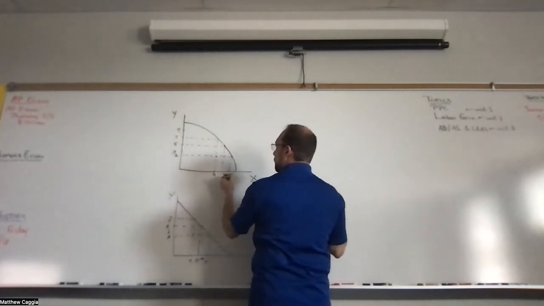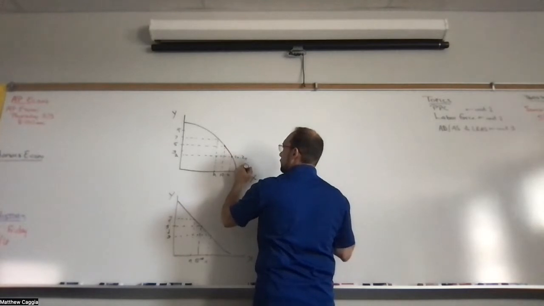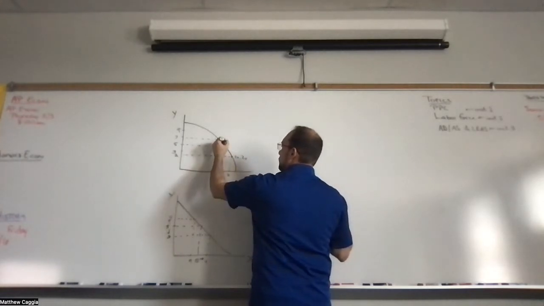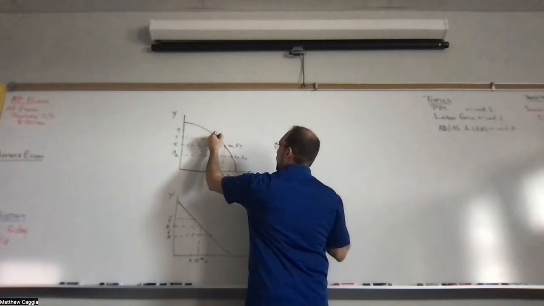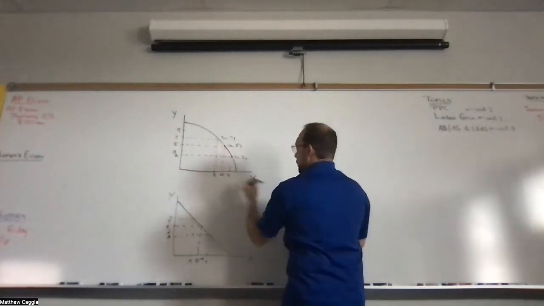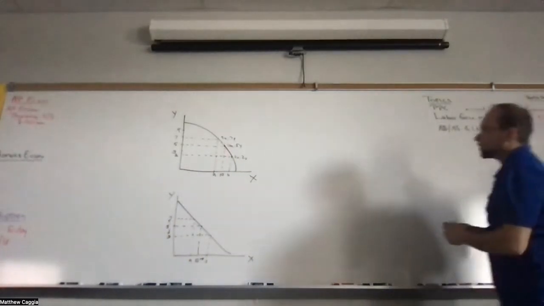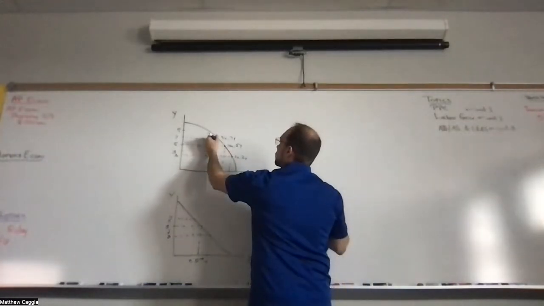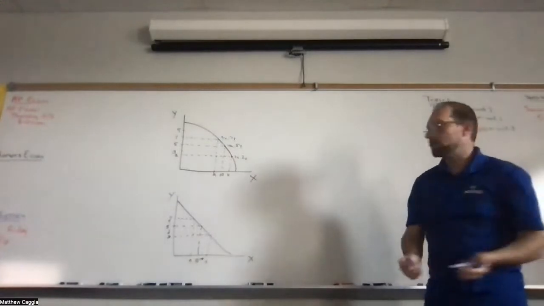So I might be able to go from a combination of 11x and 2y. Here I've got 10x and 5y, and then over here, I would have 9x and 7y. So the slope is changing as we move along this curve. Here, from this point to this point, we have a different slope, and so the exchange rate is going to be different.